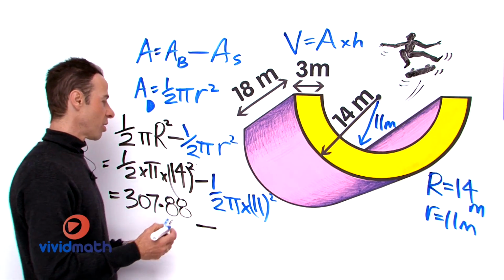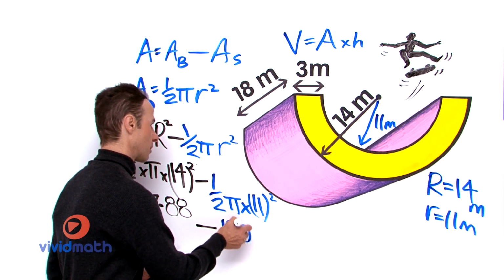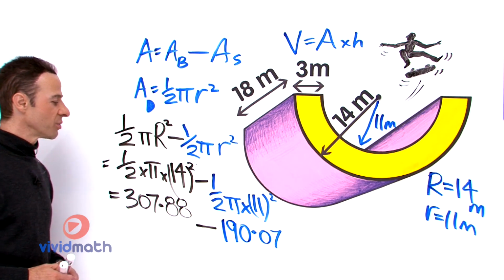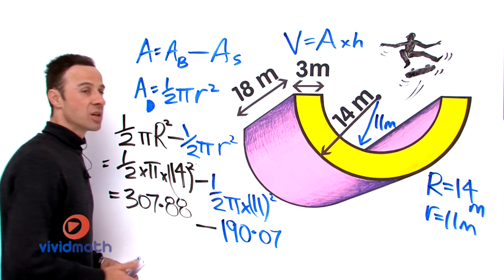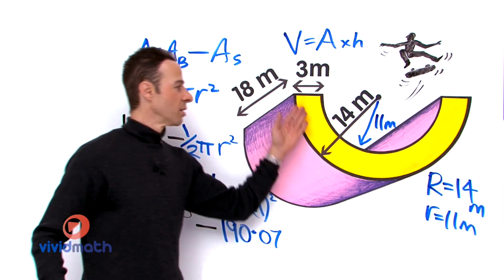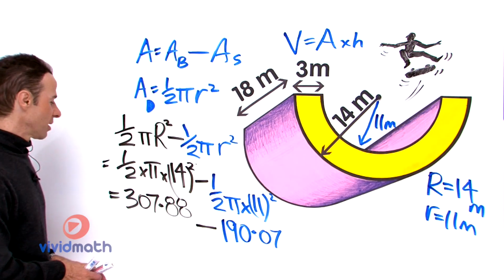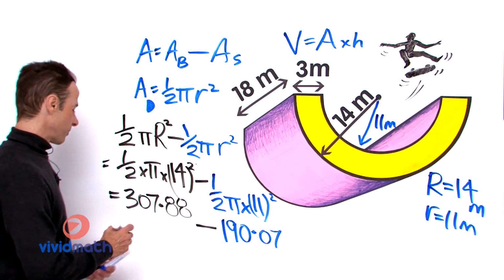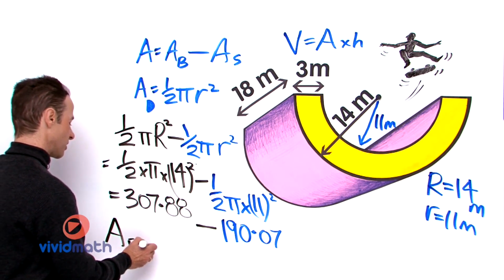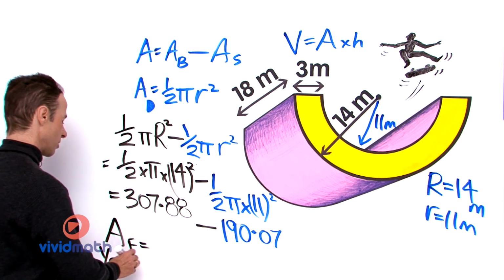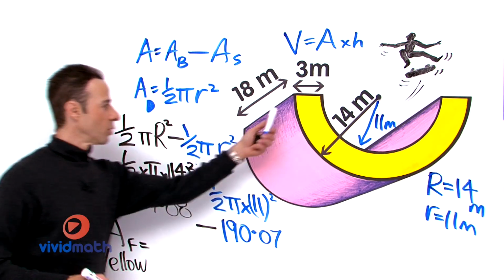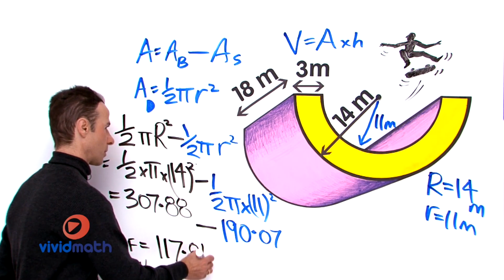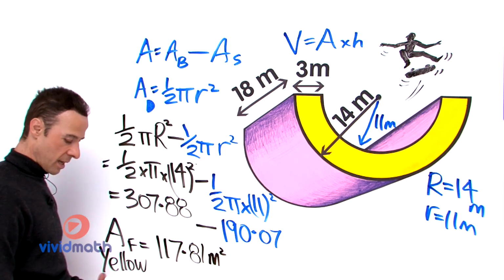And then we take away this blue part here, half times pi times 11 squared. That's going to give us a grand total of 190.07 meters squared. Let's subtract one from the other so we can determine the area of the big yellow smiling face right there. So 307.88, take away 190.07 is a grand total of area of the face, the yellow face. Let's write down yellow. Equals that, all the yellow part, right in there.